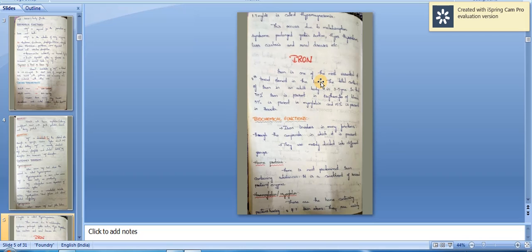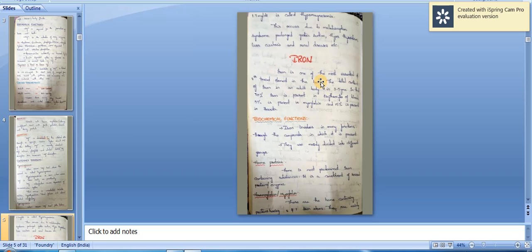Next, let's discuss heme proteins. Heme is the most predominant iron containing substance. It is a constituent of several proteins or enzymes.